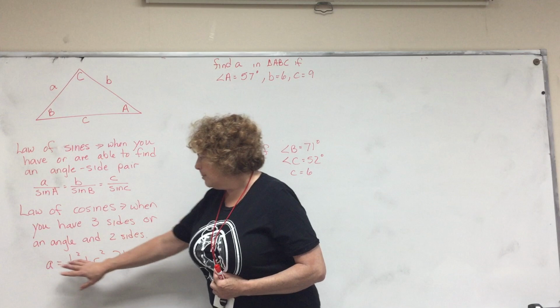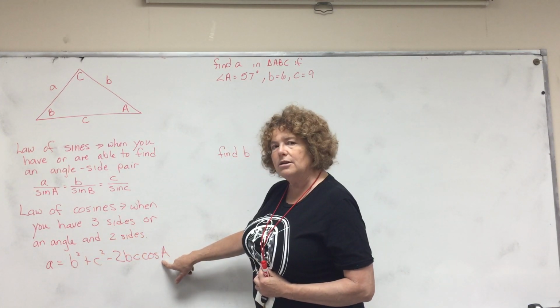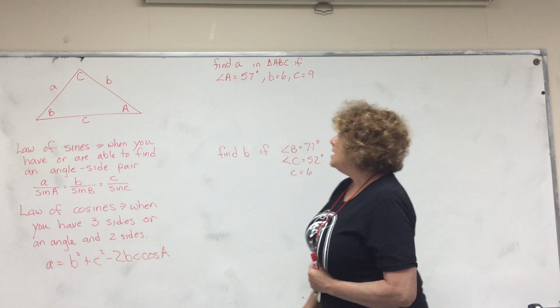So you don't have to memorize a bunch of different equations. Just remember this goes across from the angle you're going to use the cosine. The other 2 sides are b and c. So let's take a look.